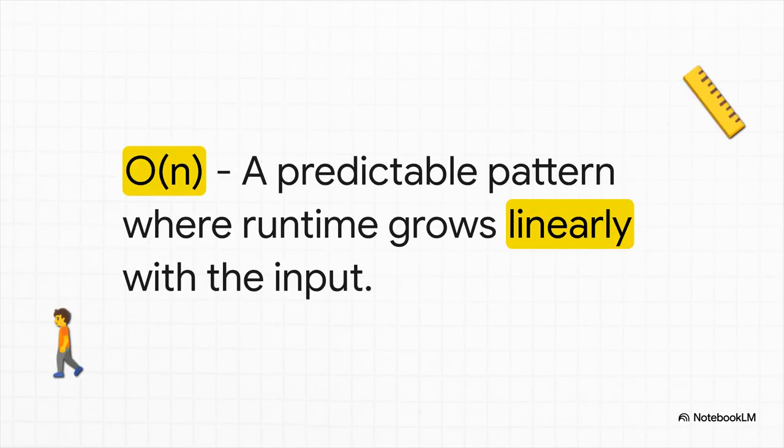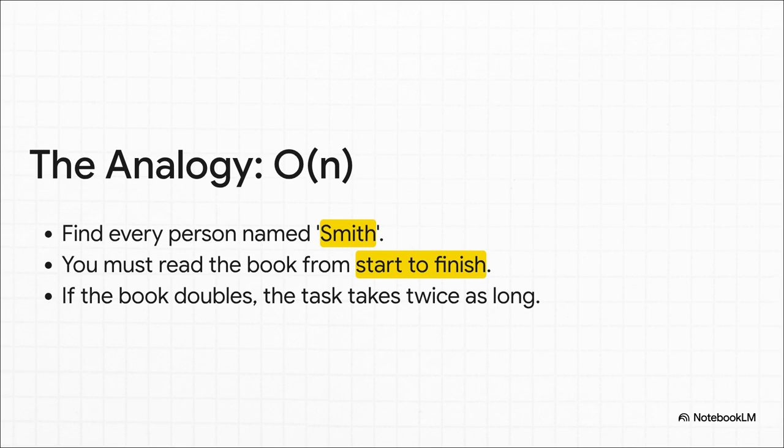All right, next on our list is O(n), or linear time. And this is where things start to get a little more interesting. Okay, new task. Now you have to find every single person in the book named Smith. How do you do it? Well, you have no choice, right? You have to start at A and read every single entry until you get to Z.